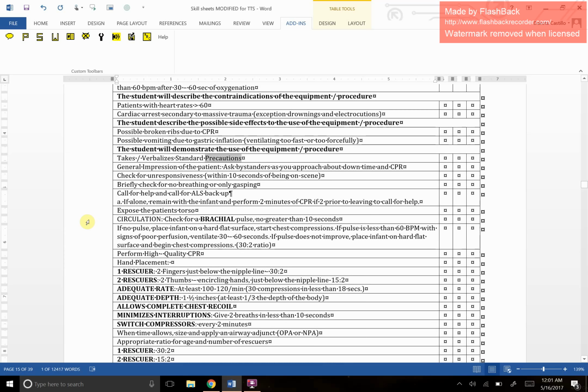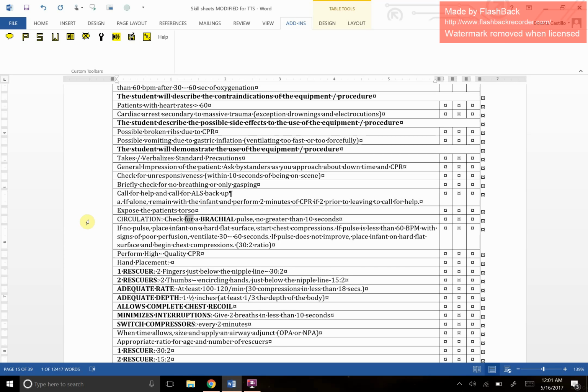Take/verbalize standard precautions. General impression of the patient, ask bystanders as you approach about downtime and CPR. Check for unresponsiveness within 10 seconds of being on scene. Briefly check for no breathing or only gasping. Call for help and call for ALS backup. If alone, remain with the infant and perform 2 minutes of CPR prior to leaving to call for help. Expose the patient's torso.